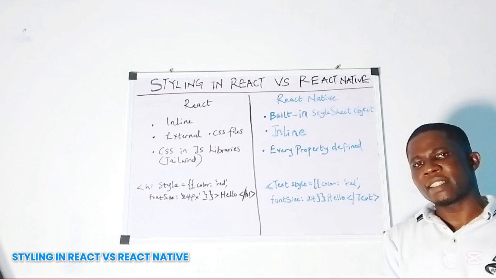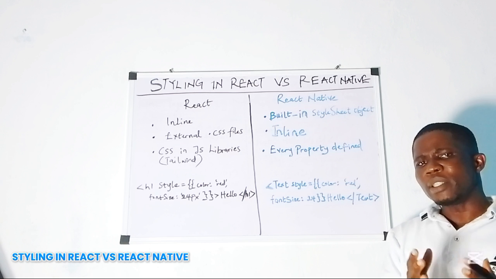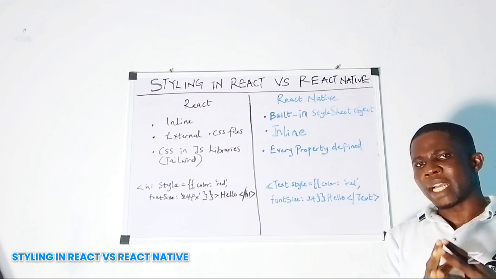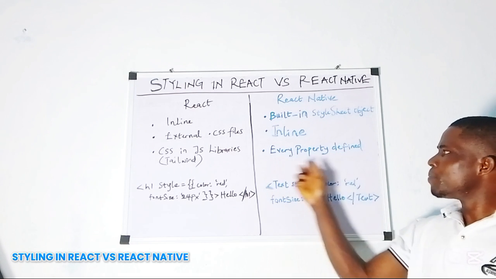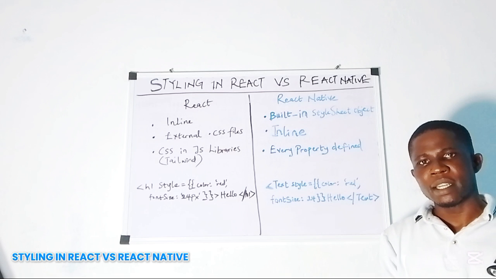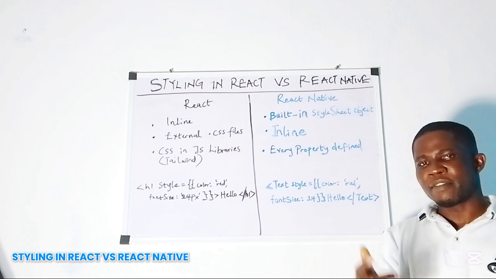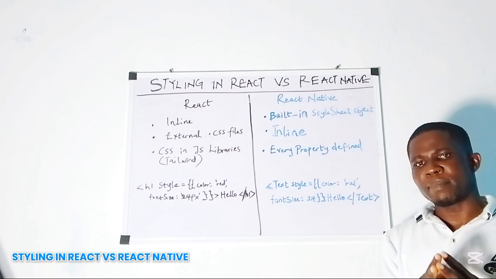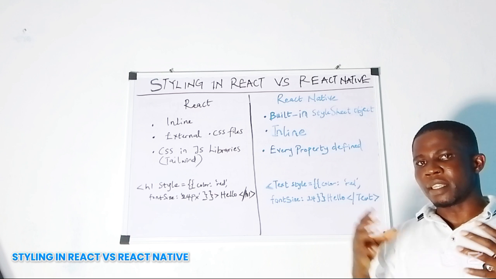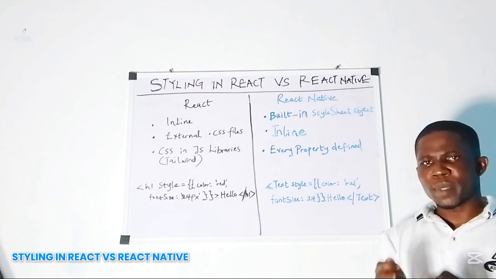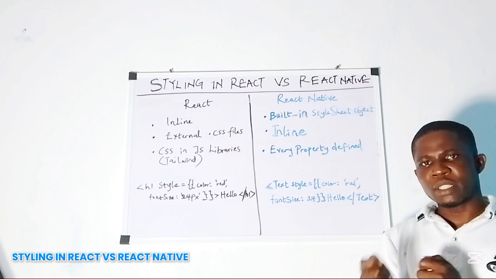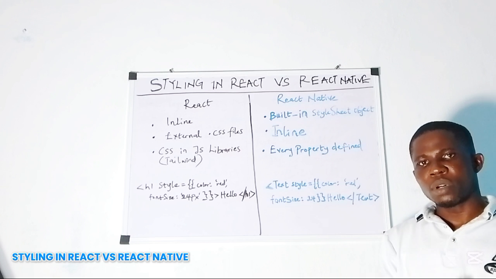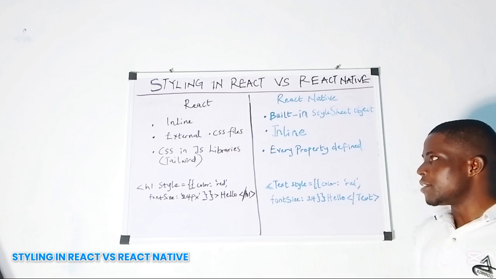Also, to add a point, when you are working with React Native, every property has to be defined. But in React, you can have auto definition, like your padding. Some properties might be defined automatically, while in your React Native, you have to specify every padding, margin. There is no auto adding of features in your React Native.